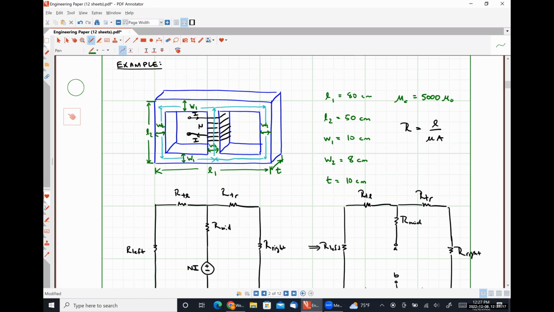Free space, or the permeability of a vacuum. So mu naught is a constant of the universe that tells us the permeability of a vacuum, and all materials are measured relative to that level.